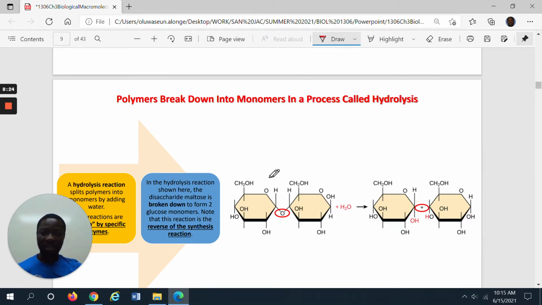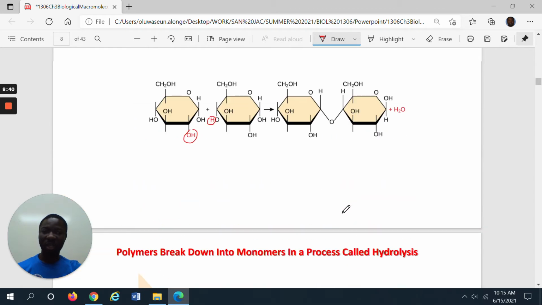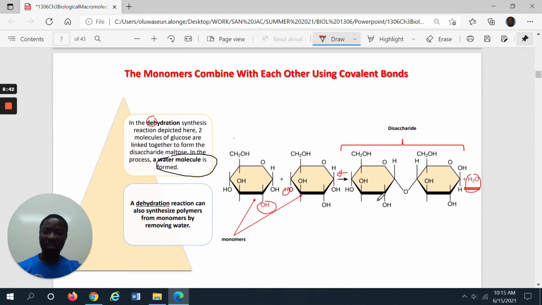So now this is a disaccharide. This is the bond between them. We want to lose this bond. We want to have our monomers separately. What are we going to do? We're just going to add a water molecule. So that was why I told you here that it is a reverse reaction. The reaction can go forward. When it's going forward, it is dehydration. You are removing a water molecule to form a bond.